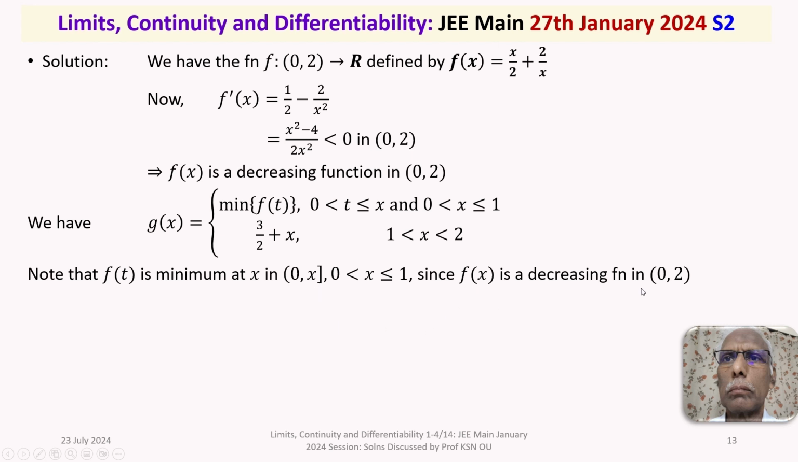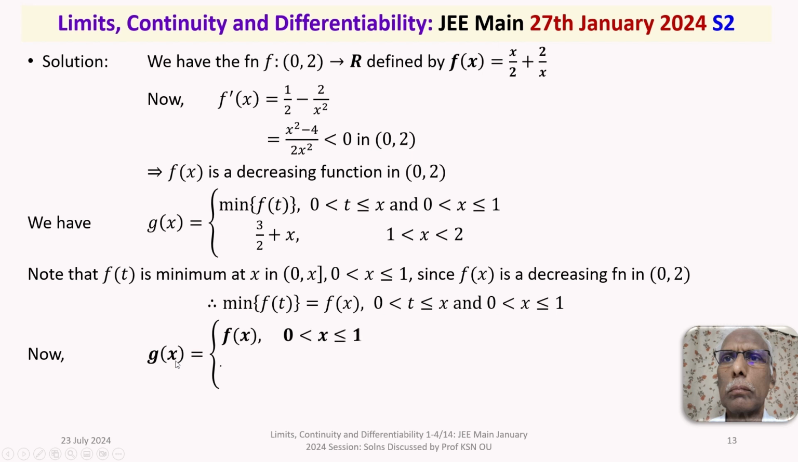And since f of x is a decreasing function in 0 to 2, the minimum of f of t will be f of x, and x varies 0 less than x less than or equal to 1. So the minimum of f of t is f of x, for 0 less than t less than or equal to x, and 0 less than x less than or equal to 1. Therefore, g of x will be f of x, where 0 less than x less than or equal to 1, and g of x is equal to 3 by 2 plus x, when 1 less than x less than 2. We continue in the next slide.